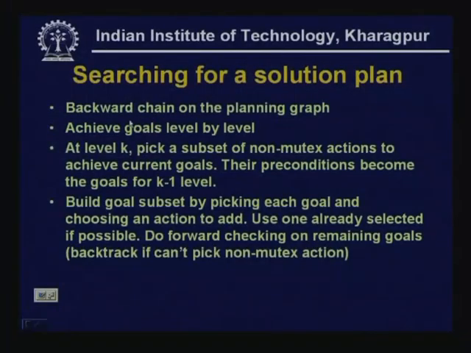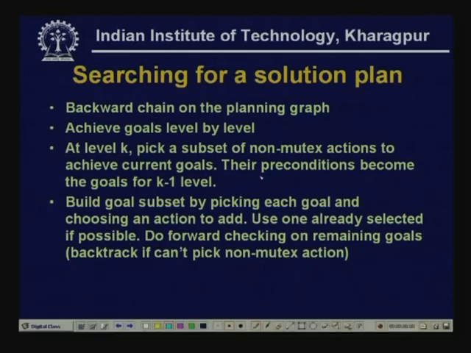For solution extraction, we do a search for a solution plan by backward chaining on the planning graph. We first start at the last level of the planning graph, where the goals are present, and we try to achieve goals level by level. At level k, we pick a subset of non-mutex actions that can achieve the current goals. The preconditions of these actions become the goals for the k minus 1th level. We build the goal subset by picking each goal and choosing one of the actions to add.